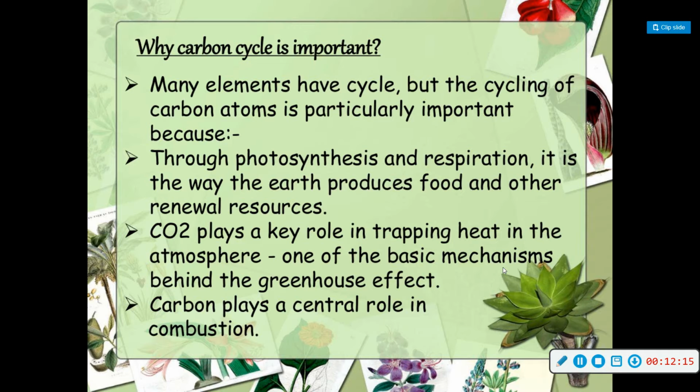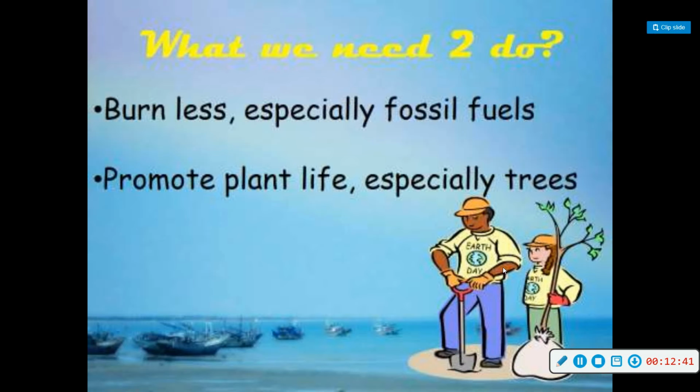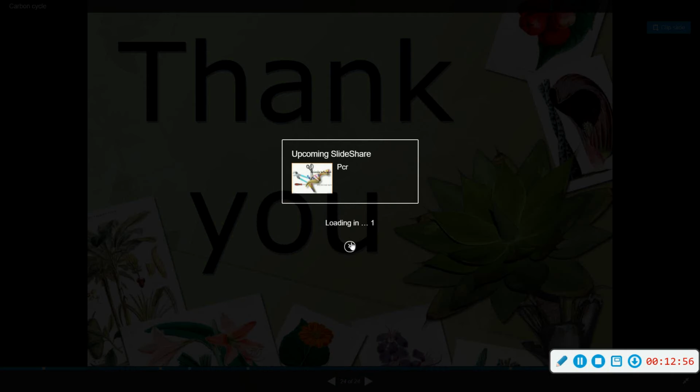And carbon plays a central role in combustion. Through decomposition, it serves as the Earth's waste disposal system. In addition, the carbon cycle is important because carbon-containing gases in the atmosphere affect the Earth's climate. Increased CO2 in the atmosphere has been responsible for more than half of the climate warming observed in recent decades. What do we need to do? Burn less fossil fuels and promote plant life, especially trees. Yep. Thank you. Maybe next time I'll pick a better one.